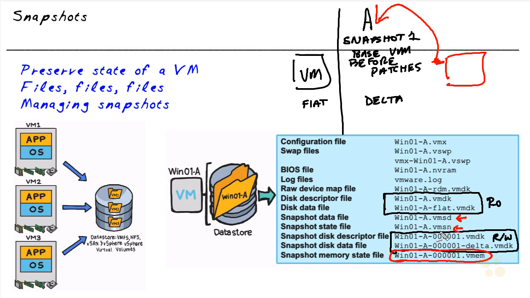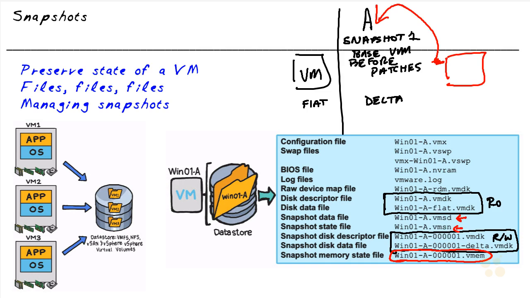We have a .vmsn and a .vmsd. The .vmsn is a snapshot configuration state file. For example, was the machine powered on or powered off when this snapshot was taken? There's also a coordination file, which is .vmsd. They call it a snapshot data file. And this has the names and descriptions and the relationships for all the snapshots. So if we have snapshot 1 and snapshot 2 and snapshot 3, the .vmsd is keeping track of all those that exist for a VM.